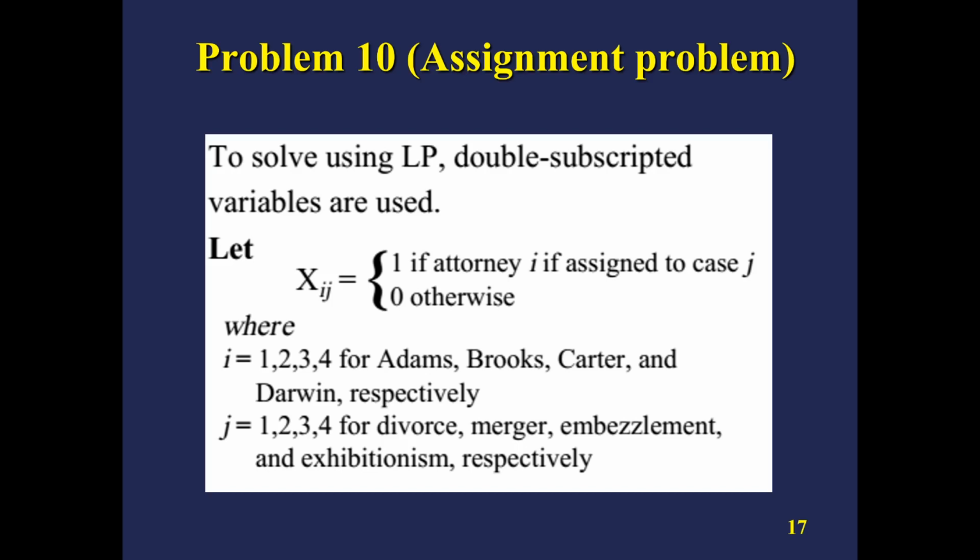To solve using LP, double subscripted variables are used. Xij is 1 if attorney i is assigned to case j, or 0 otherwise, where i equal to 1, 2, 3, 4 are the attorneys Adams, Brooks, Carter, and Darwin, and j is equal to 1, 2, 3, 4 for divorce, merger, embezzlement, and exhibitionism, respectively.